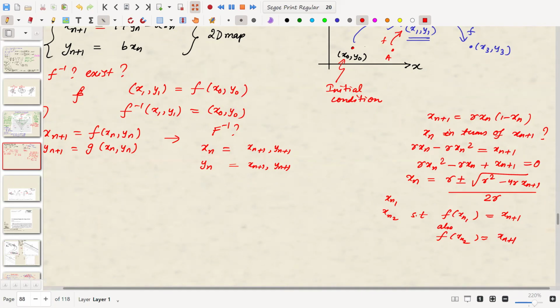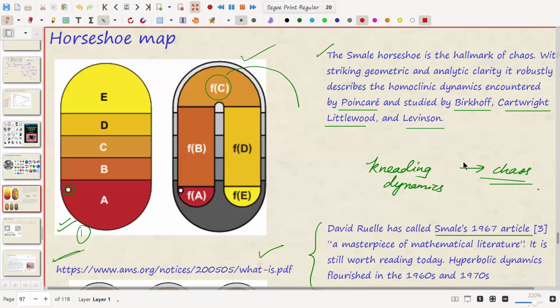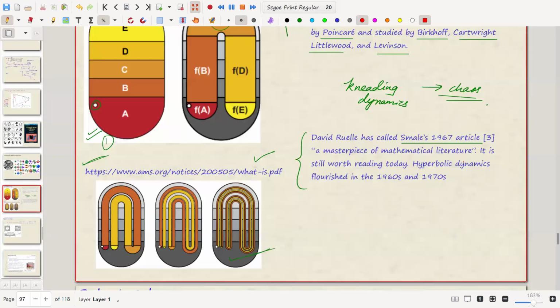How many of you did not get this? Or how many of you got it? So there are two points which map to a single point. Therefore, what is your conclusion? Is this map invertible? No, there doesn't exist a unique inverse. Therefore, it is non-invertible. Due to this non-invertible nature, there is this stretching and folding action which you just saw. You saw all this action here. This was only possible because of that.